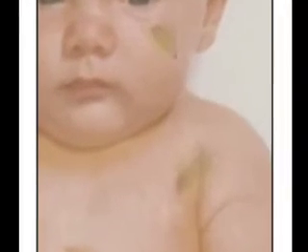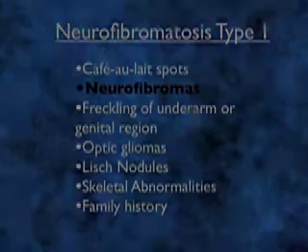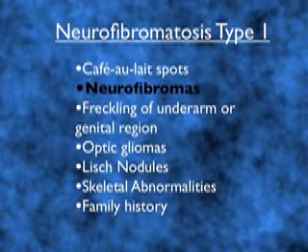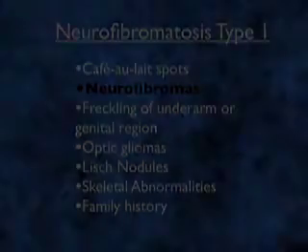These light brown spots range in size with numerous bigger spots, often leading to the diagnosis of NF1. Neurofibroma are tumors that arise from the nerves in the skin. These are not necessarily large tumors, but instead can be small pea-sized bumps. Two or more neurofibroma are necessary for diagnosis.